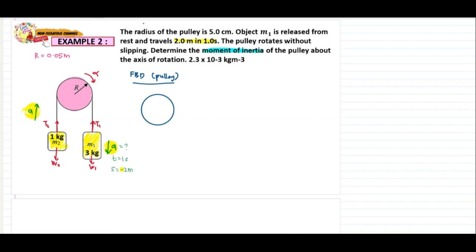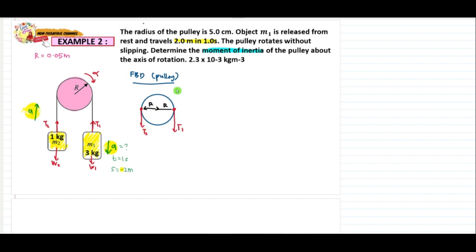Okay, so on this side, we're going to have tension which is downward, T1. And on this side, we're going to have T2. Direction T1 dan T2 mesti keluar daripada objek. Okay, outward from the body. Ingat ya. And here we have the radius R, and this is also R.